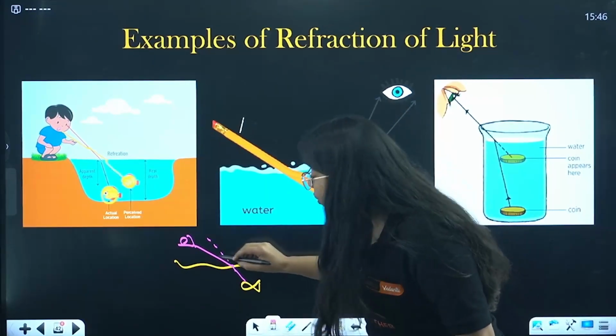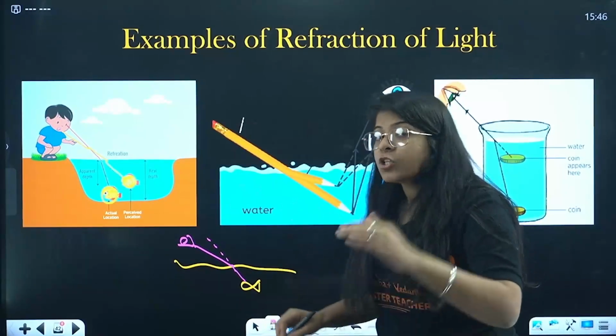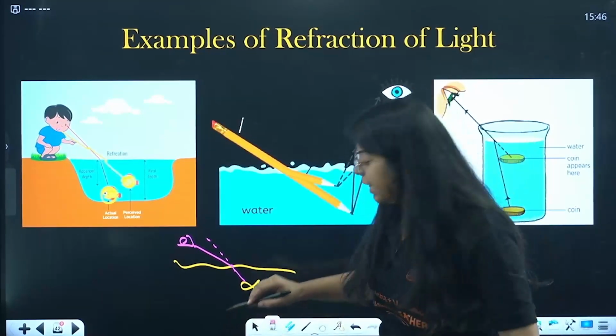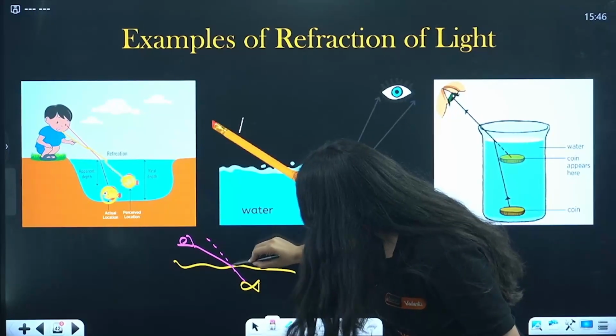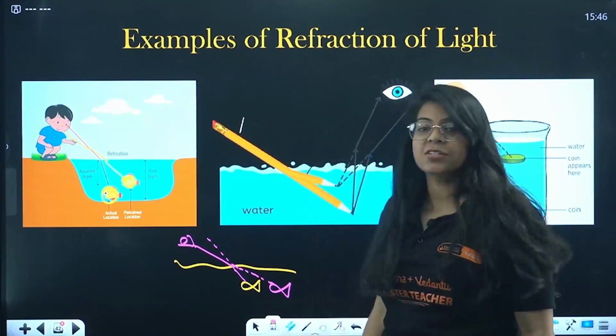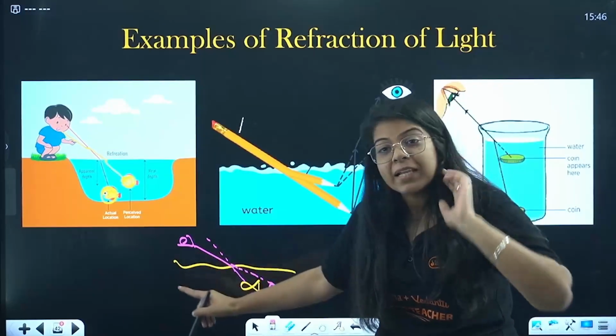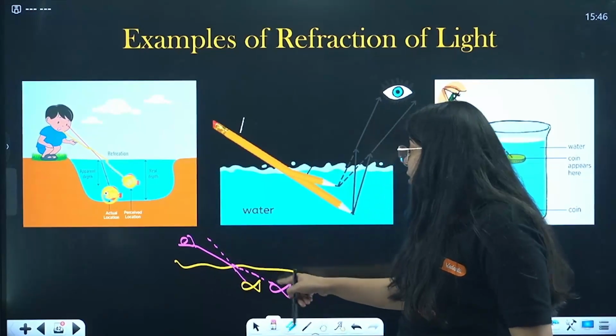Now, if you remember, we extended the rays back in reflection, so our eyes do that automatically. It traces back this ray, it extends back, and this ray feels like the fish is here. Actually, the fish is here. Rays are coming out, it is bending. That's why our eyes trace them back.